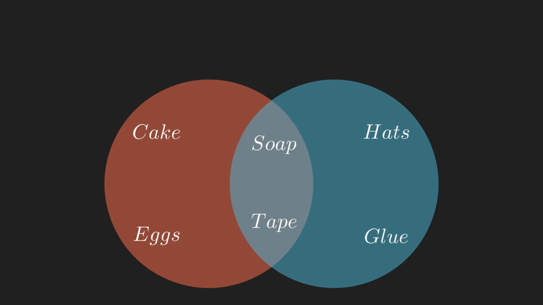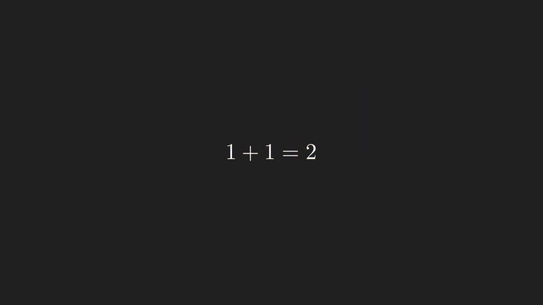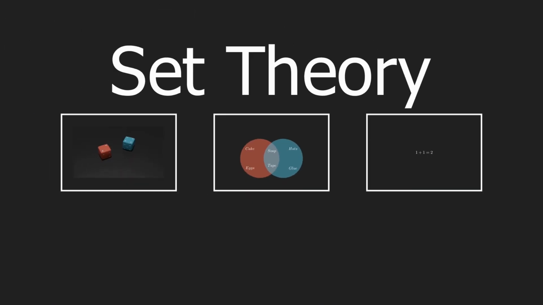What connects the number of ways you can throw two dice, the parts of my shopping list I can buy on Amazon, and 1 plus 1 equals 2? The answer is set theory. Starting with our first problem then, how many ways can you roll two dice?